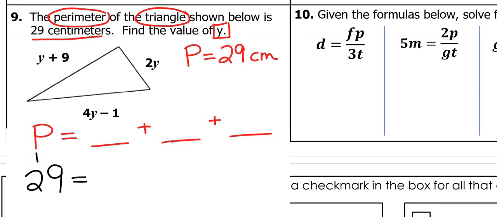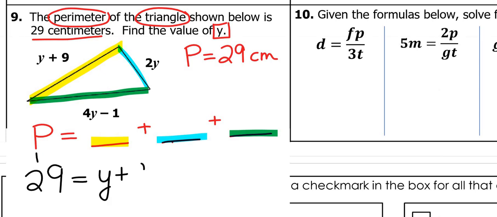Equals. Now let's start thinking about each of the sides. One of the sides is y plus 9. Another side is 2y. And then the last side is 4y minus 1. So I'm going to add all of those together and set it equal to 29. So let's get started. Now I have, for the yellow part, y plus 9, plus the blue side length is 2y, plus the green side length is 4y minus 1.